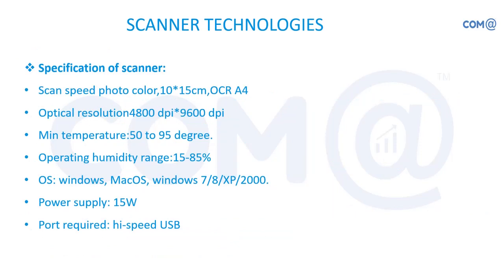Normally, what is the specification of the scanner? You have to think about scan speed, whether the scanner works at higher speed. Then resolution, what is the maximum resolution it supports, because based on that the quality of pictures will be good and the output of the scanner will be good. Then operating temperature, normal temperature, operating humidity range, and the OS the scanner will support. Power supply, 15 watts, which is a normal power supply. And the port required: earlier it was a serial port, now it is connected to a high speed USB port. Because of this USB connection, scanning is faster and we are able to get quality output also.